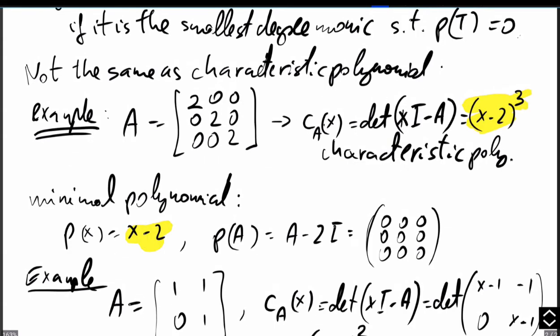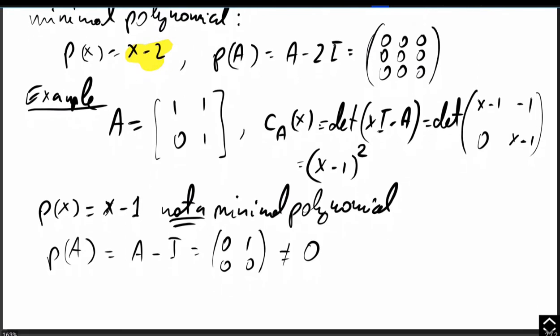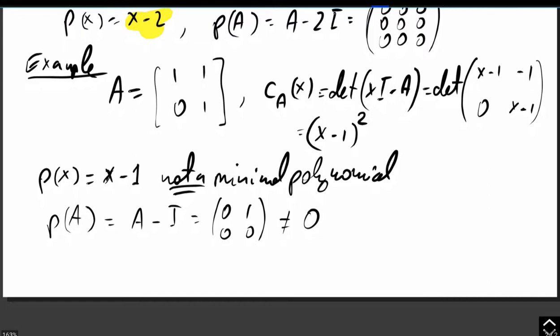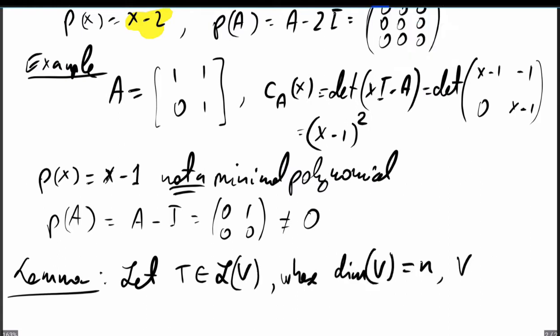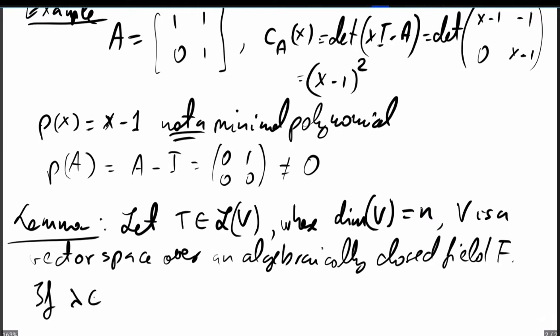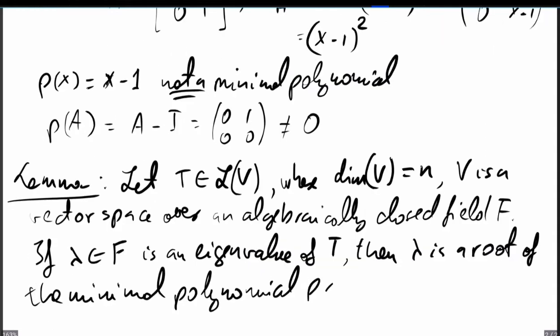So minimal polynomial is somehow related to characteristic polynomial, but it's not equal to that. You cannot just cancel some factors and get the minimal polynomial. So first we have a lemma saying that let T be a linear operator on V, where the dimension of V is n. V is a vector space over an algebraically closed field F. So then what we have is that if lambda scalar is an eigenvalue of T, then lambda is a root of the minimal polynomial P(x) of T.